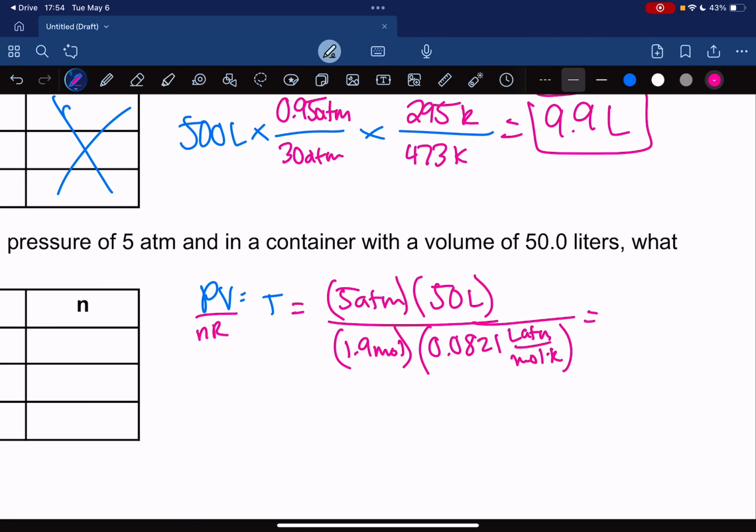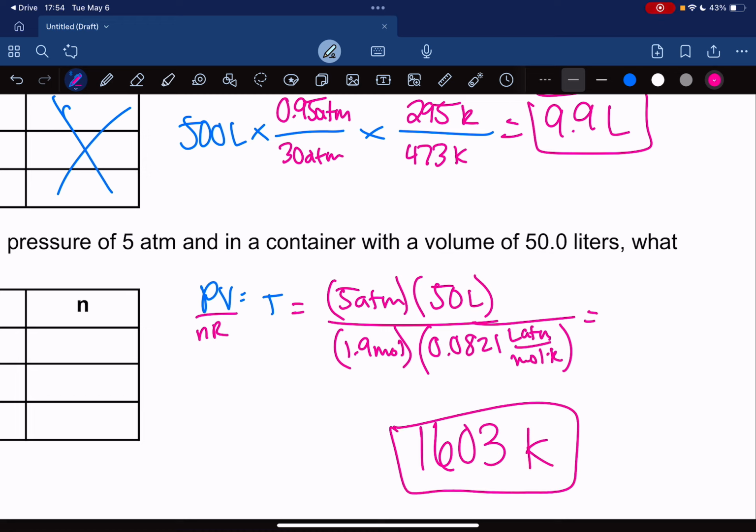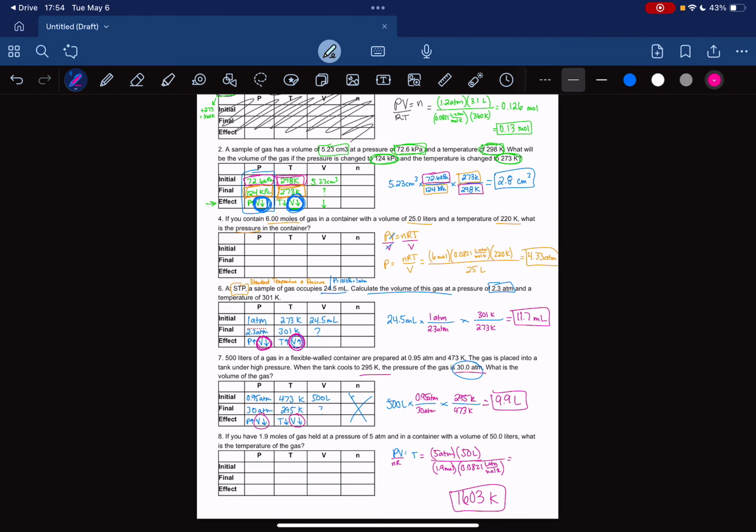Now I got these numbers in. Let's put them in the calculator. 5 times 50, divided by 1.9, divided by 0.0821, and I got 1603 Kelvin. It's pretty hot. Okay, there we go.